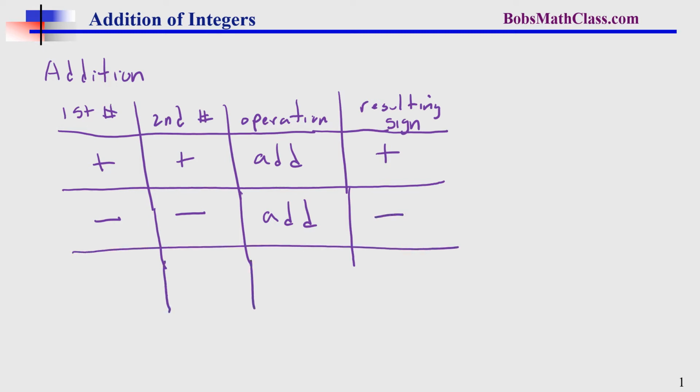So I know some people might be thinking, hey, I thought two negatives was a positive. And it is only when we're multiplying. But if you add two negatives, you get a bigger negative.